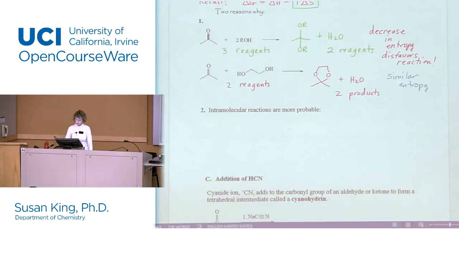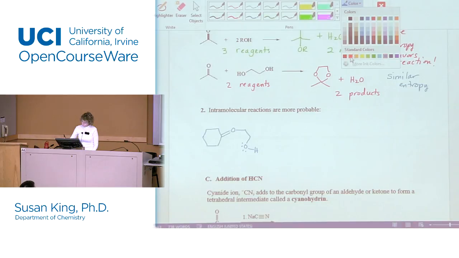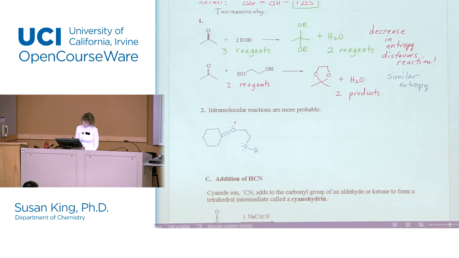Reason number 2 is that intramolecular reactions are more probable. If you go through the mechanism to make the cyclic acetal, which we will discuss in the forward and reverse direction, you're going to get an intermediate that looks like this. And then you're going to have the alcohol attack here. So that would be intramolecular. And remember, making a 5 or 6 membered ring is very favored. This is going to make a 5-membered ring.